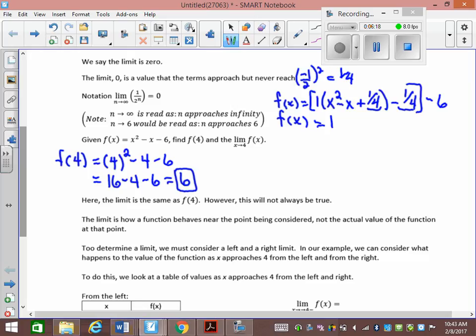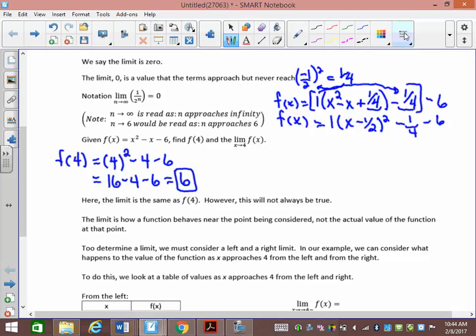Then we get f of x equals 1 x, and we can look back, minus a half squared. And technically you have to multiply these, but because it's a 1, it's not going to change it, right? So it's going to be minus a quarter minus 6. In order to put them together, we need a common denominator.